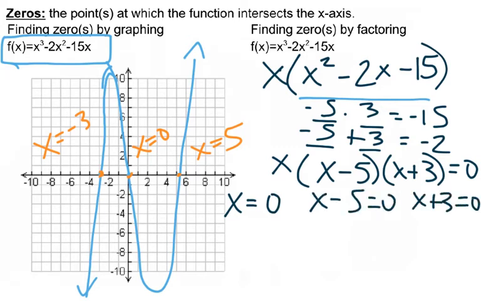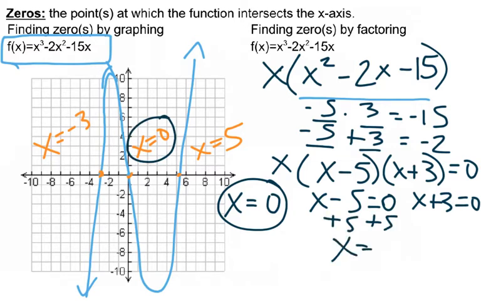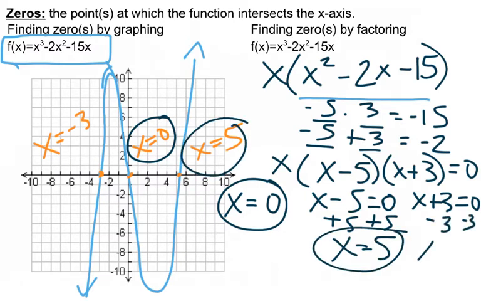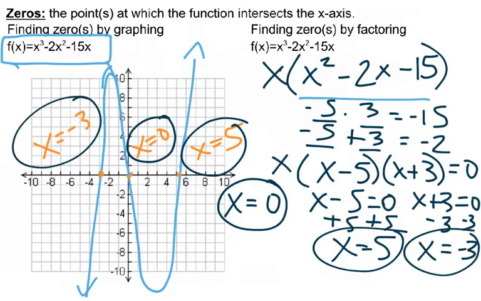and solve. If you don't remember this, then you need to let me know, because you're missing some vital information from Math 2. So this one's already solved, so there's one of them: x equals 0. This one I'm going to solve by adding 5, so x equals 5, which is what we found right here. And the last one I'm going to solve by subtracting 3, so x equals negative 3, which was right there. So just remember that when you are solving polynomials, you can solve by graphing, and you can solve by factoring, and they give you the same information. It does not matter which way you do it.